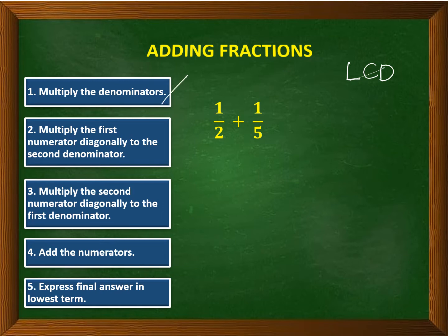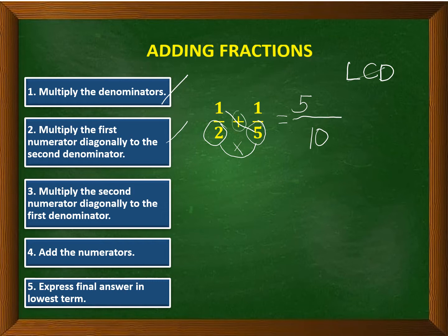First is to multiply the denominators. So we have 2 and 5. Let's multiply them. 2 times 5 equals 10. 10 will be our denominator. Then multiply the first numerator diagonally to the second denominator. Right? Or we cross multiply. So 1 times 5 is 5.